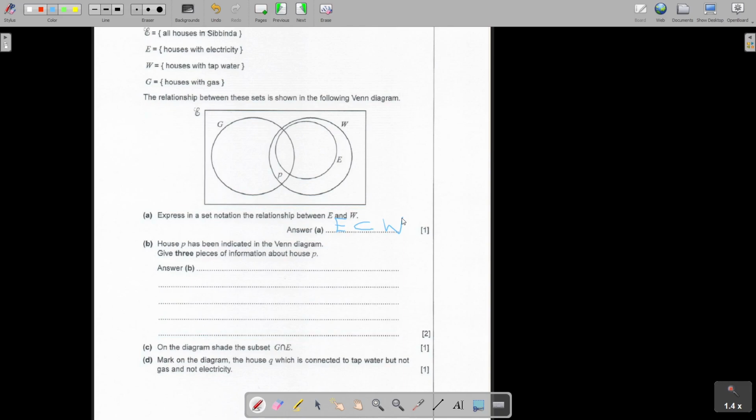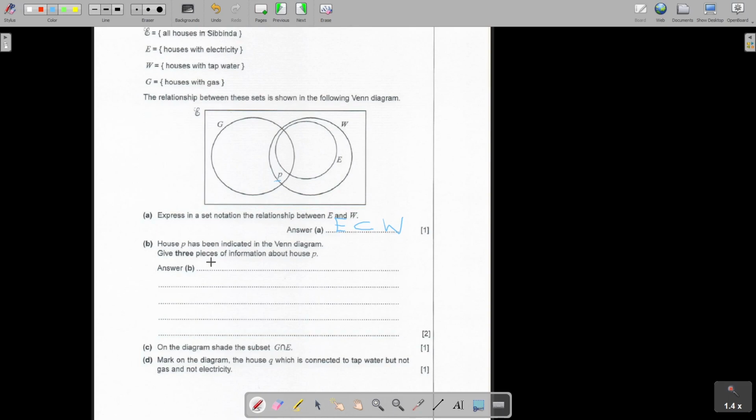Okay. Now, house P has been indicated in the Venn diagram. There is P. Give 3 pieces of information about house P. Now, it's not in terms of set notation. That's not what they said. In the beginning I also thought, oh no, they just want to know, do they have water? Is there electricity? They want to know more things.